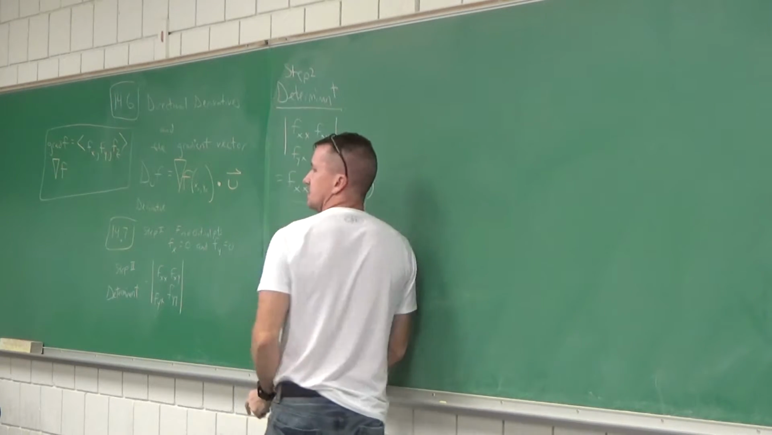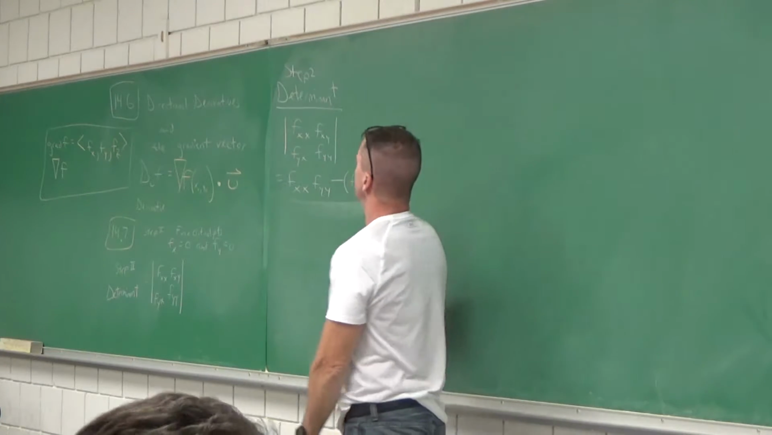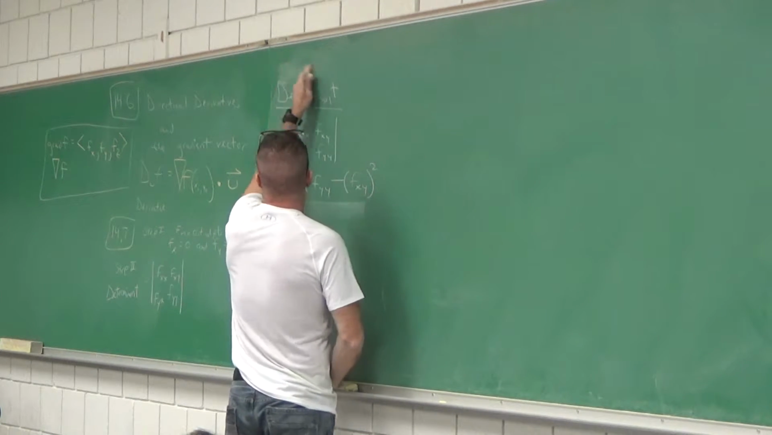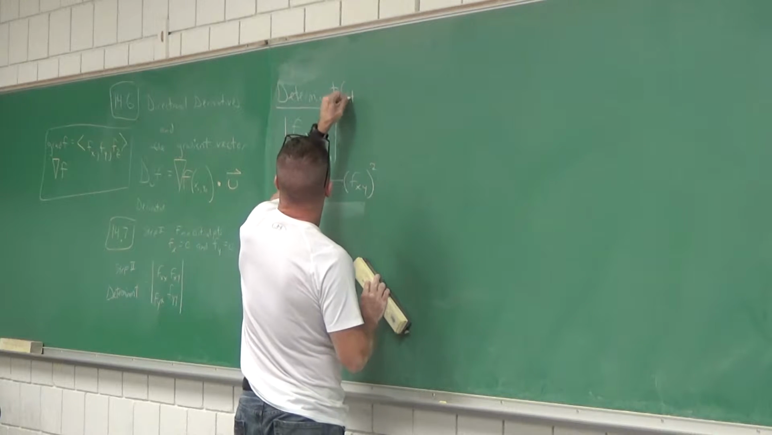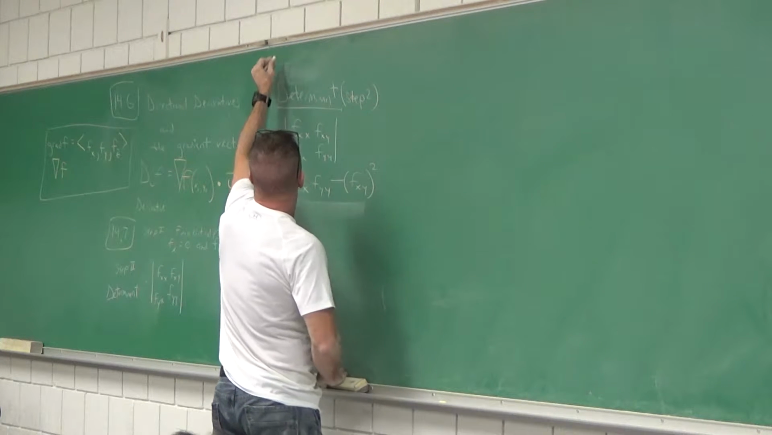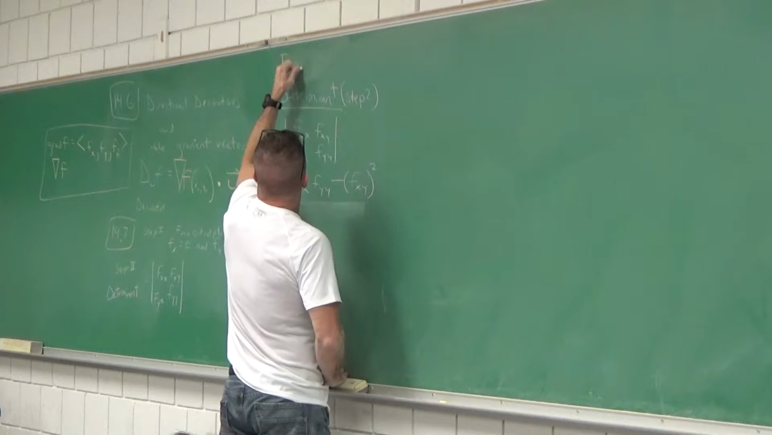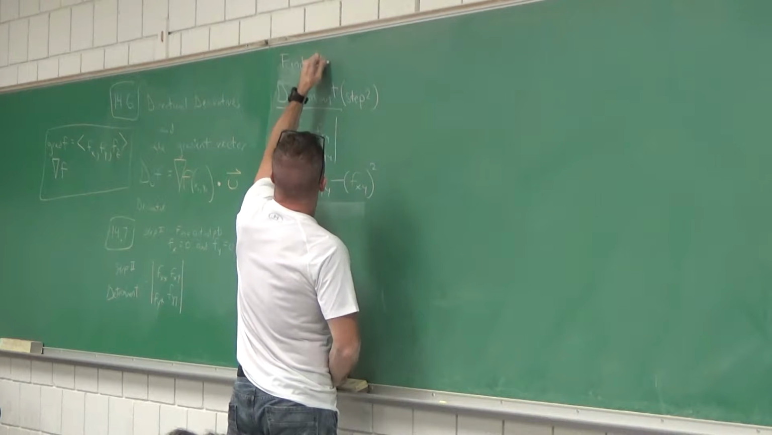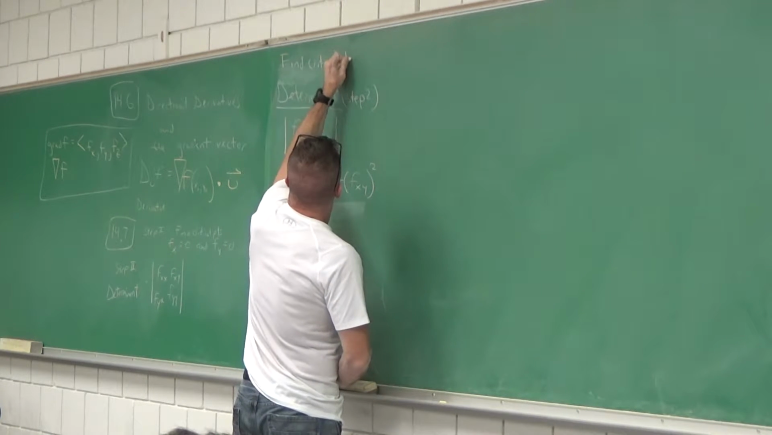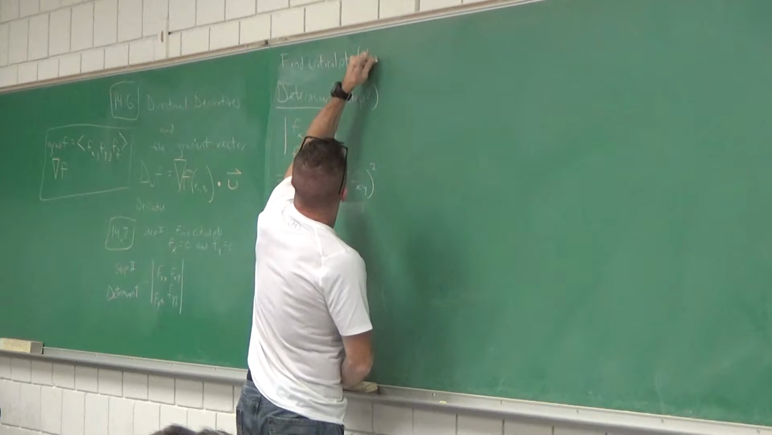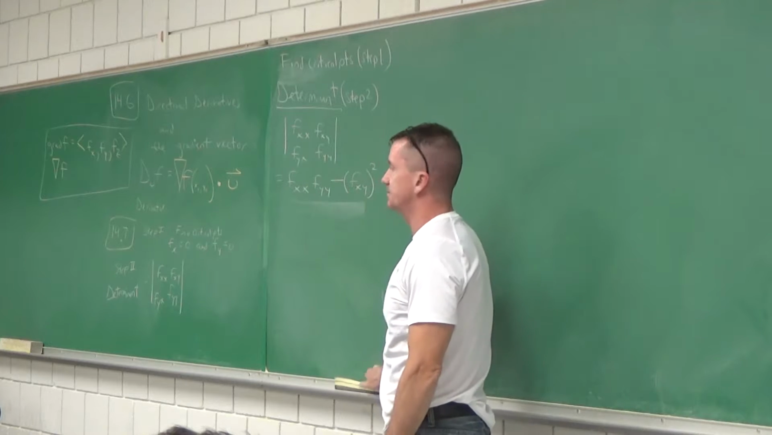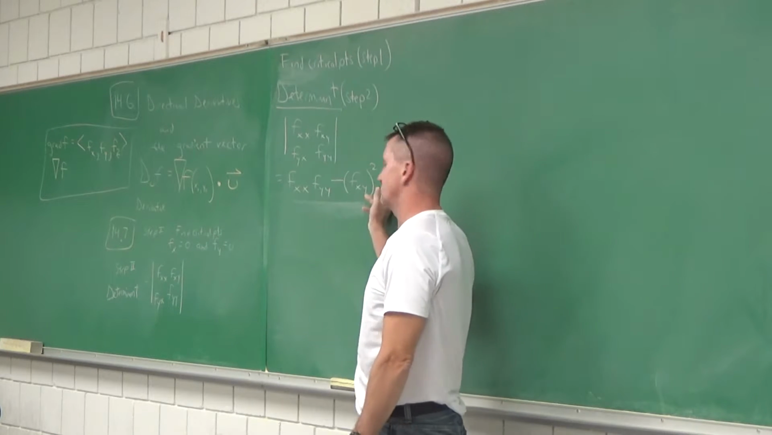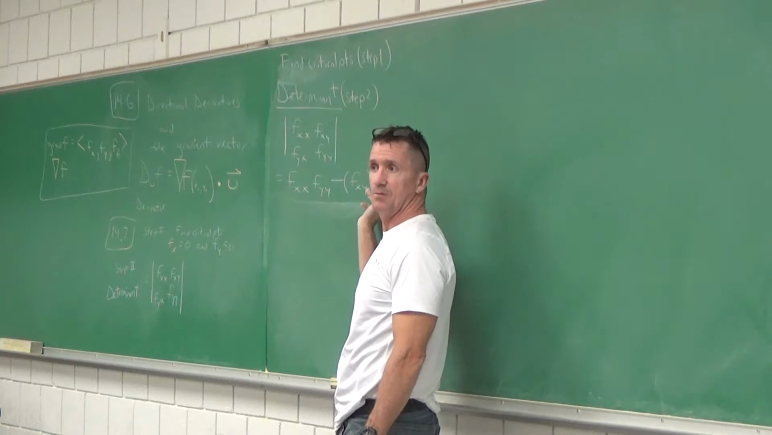Step 2 will be find your determinant. What was step 1? Step 1 was find the critical points. Find your critical points. That's step 1. Step 2, find the determinant. Okay, so this is just going to give us a number. Find the determinant at a point.